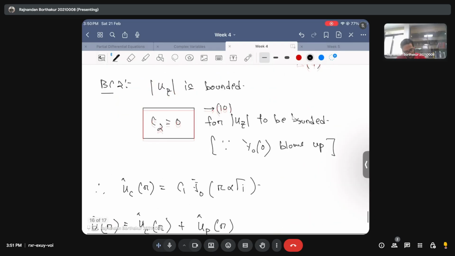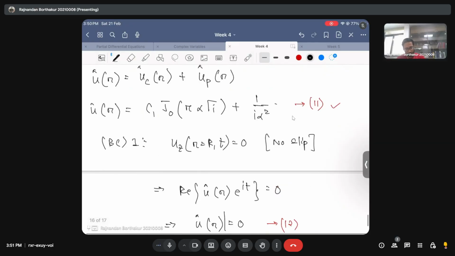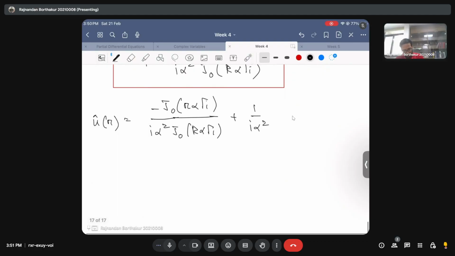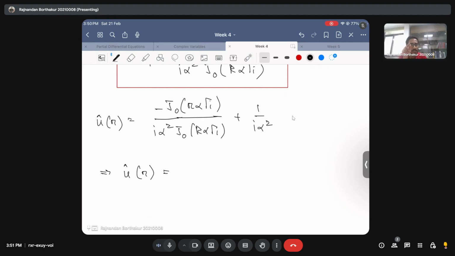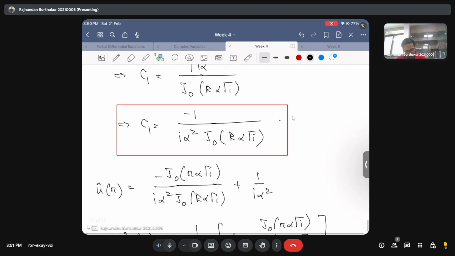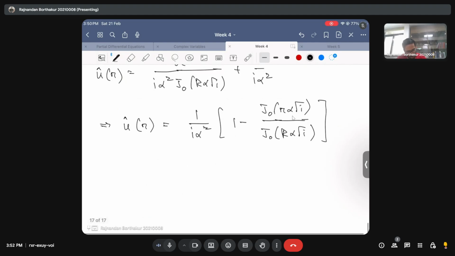And then I have the particular integral as well, which is just this quantity, 1 by I alpha squared. So plus 1 by I alpha squared. But remember, U hat is not what we are seeking, we are actually seeking UZ. So if you take 1 by I alpha squared common, you will get 1 minus J0 of R alpha root I by J0 of capital R alpha root I, and this is going to be your U hat of R. Maybe I'll name these equations. This is equation 13 and this is equation 14.